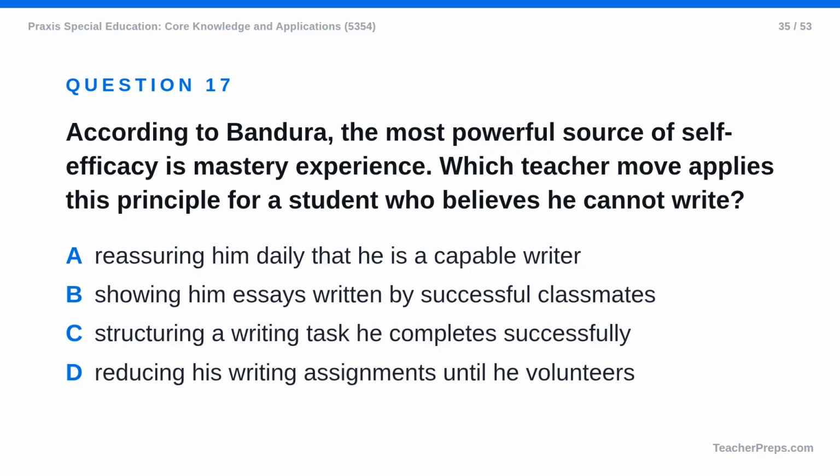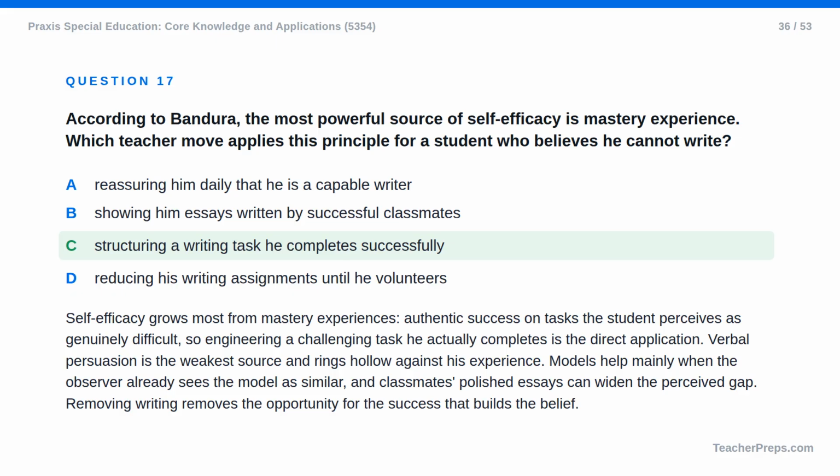Question 17. According to Bandura, the most powerful source of self-efficacy is mastery experience. Which teacher move applies this principle for a student who believes he cannot write? Pause the video and select the best answer. The correct answer is C. Structuring a writing task he completes successfully.